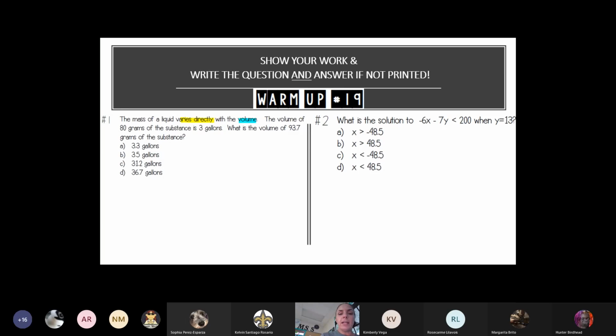A mass of liquid varies directly with the volume. The volume of 80 grams of substance is 3 gallons. So we have 80 grams to 3 gallons. What is the volume of 93.7 grams of the substance? So we're given 93.7, and we have to figure out how many gallons, or what the volume is, when we have 93.7 grams.